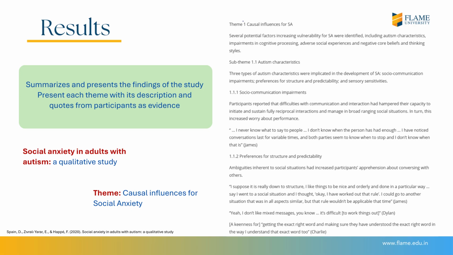This is a study on social anxiety in adults with autism, published by Debbie Spain. The authors found seven themes that emerge from the data. The first theme is causal influences for social anxiety. The authors present the theme and describe its sub-themes such as autism characteristics, impairments in cognitive processing, adverse social experiences, and negative core beliefs and thinking styles. Then they present the sub-themes and their representative quotes from the participants without interpreting them. They continue this for all the seven themes.